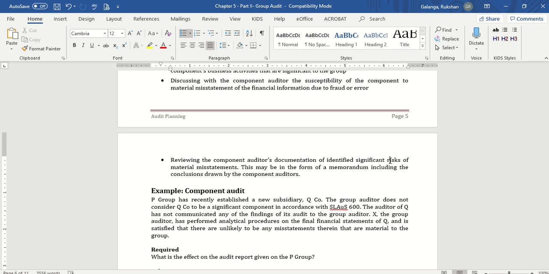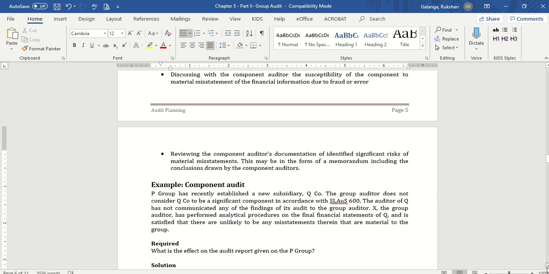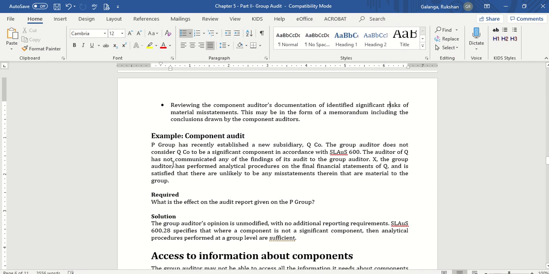So you can review those working papers and come to a conclusion, right? Okay, look at this example, it will help you. P group has recently established a new subsidiary, Q company, right?